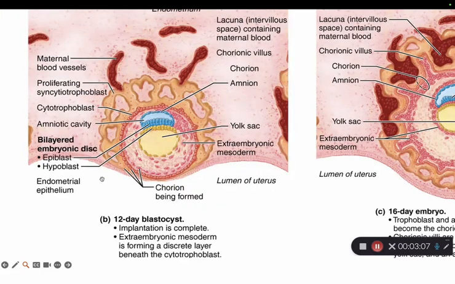If we go to day 12, implantation is now complete. We can see that we have cells that have covered this developing embryo. Extra-embryonic mesoderm is forming in a discrete layer beneath the cytotrophoblast. So we have our bilayered embryonic disc here, the epiblast and the hypoblast layer. We have our amniotic cavity, the amnion, our cytotrophoblast, our yolk sac, and the extra-embryonic mesoderm that's formed. And we have the formation of a chorion, as mentioned.